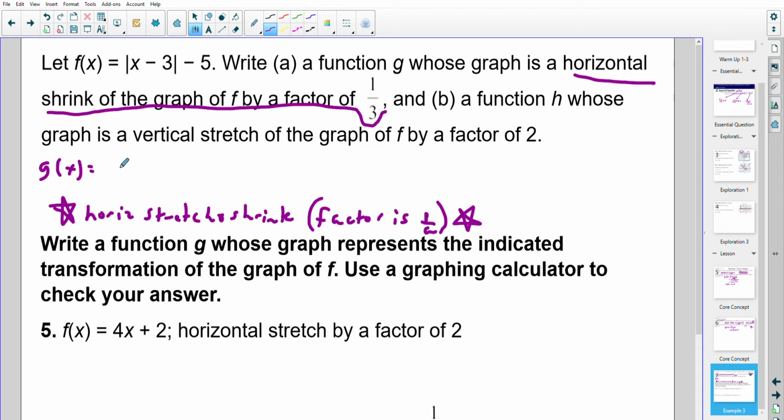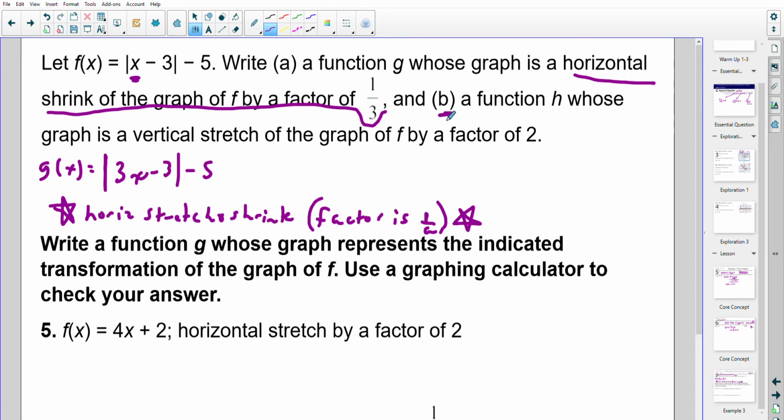into this equation. So that means that when you're dealing with the horizontal, you're looking at just affecting that x there. So it's going to be 3x minus 3 in absolute values minus 5. That will give you a horizontal shrink because it has a reciprocal relationship with your A, which is 1/3.